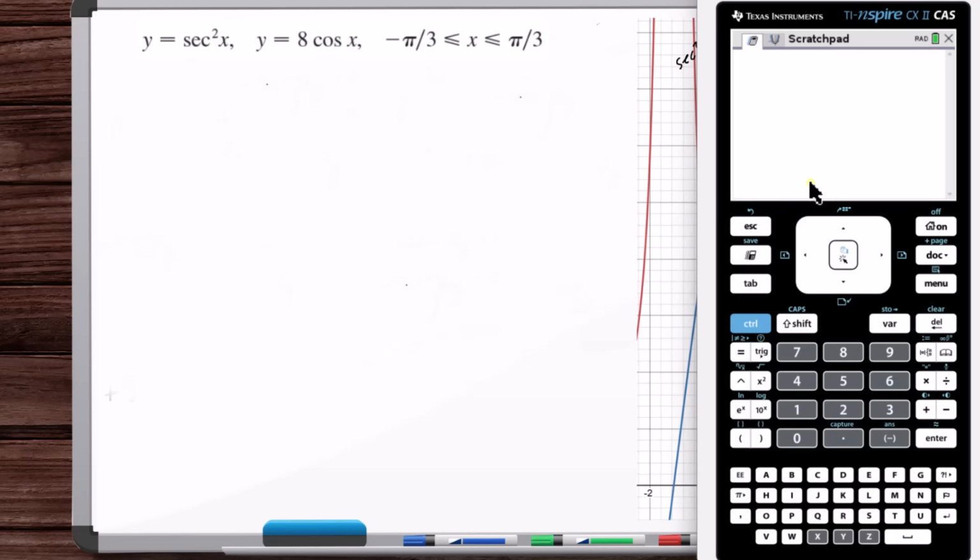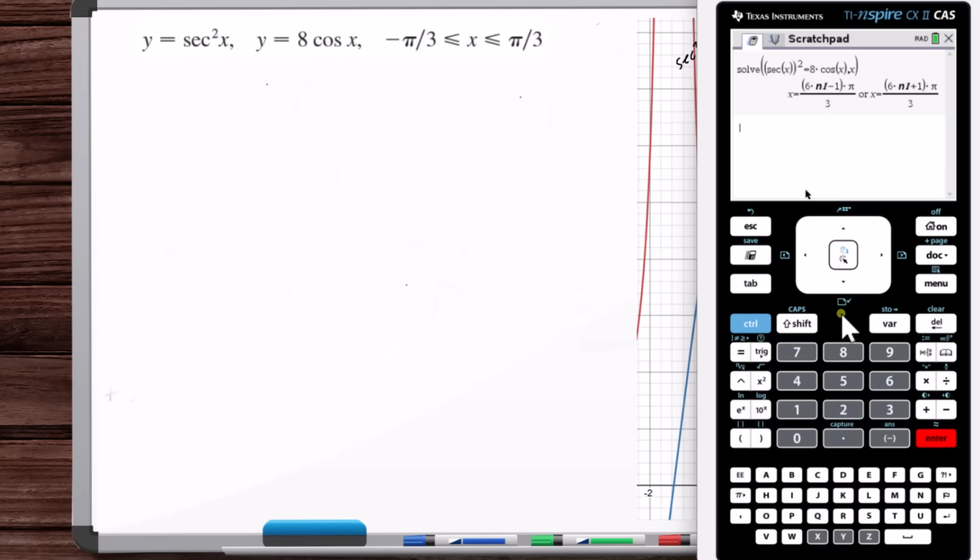This isn't a video talking about how to solve equations, so let's just plug this into the calculator. So we want to solve secant squared x is equal to 8 times cosine x for x.